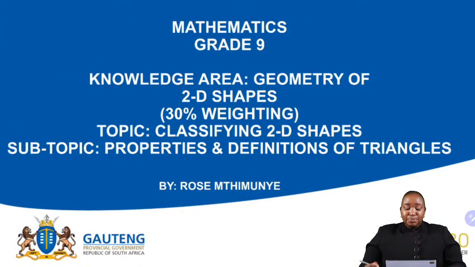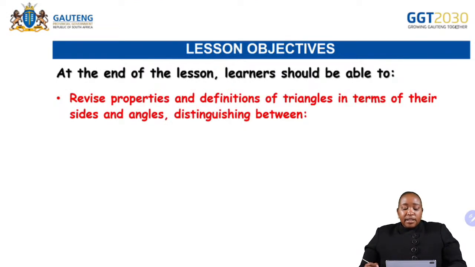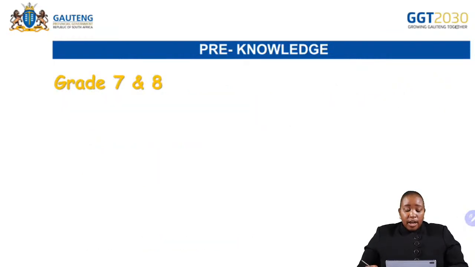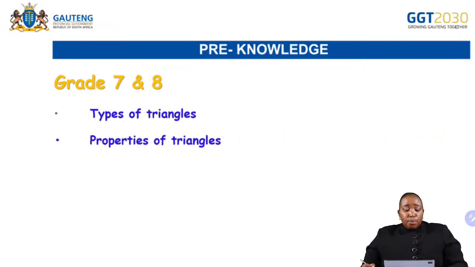All right. Okay, the lesson objectives for today. By the end of this lesson, you should be able to revise properties and definitions of triangles in terms of their sides and angles. And you should also be able to distinguish between equilateral triangles, isosceles triangles, as well as scalene triangles, okay? Your pre-knowledge from grade 7 and 8, that would be your types of triangles, your properties of triangles, as well as your constructions.